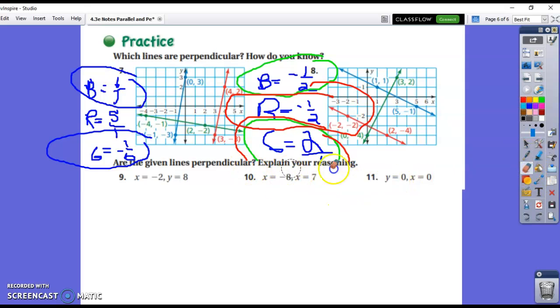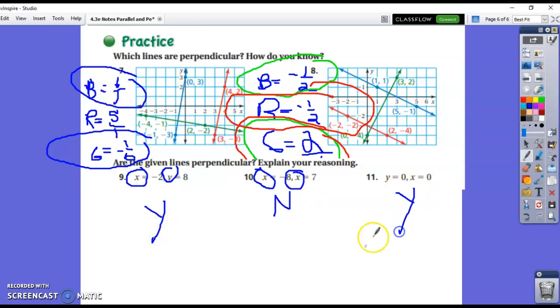All right. And so then when you're looking at equations, same thing. If you have the 2 x's or 2 y's, it's going to be parallel. So this would be a no. If you have 1 x, 1 y, those are perpendicular. So you can say yes.